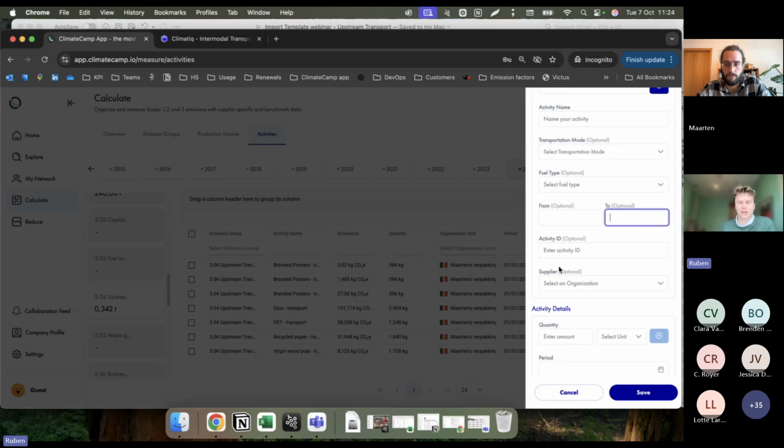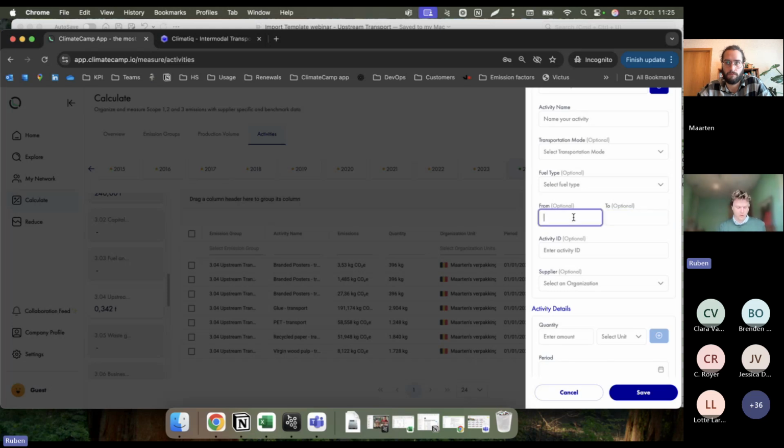As Maarten indicated, for some transportation activities, it's not always known where the start and the end location is, or it's not known how much the weight is that has been transported. So all these different scenarios are accommodated in the ClimateCamp platform. In this example, let's assume that we know a start location.